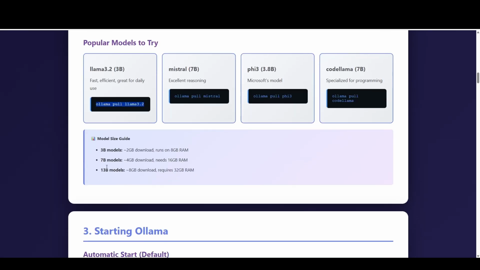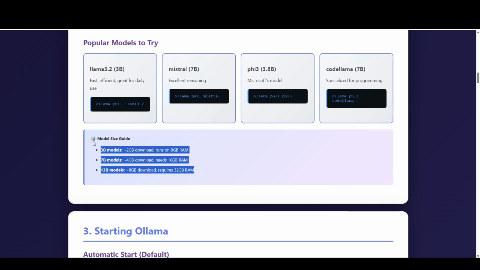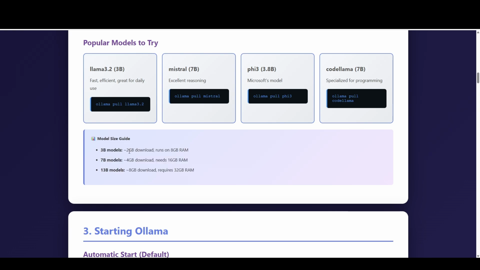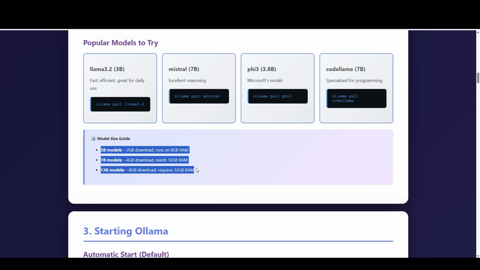Now these are the different parameter sizes, right? 7 billion, 3 billion, 13 billion. Based on the size of the model, your hardware also needs to support it. So these are the hardware configurations, the minimal configuration required to run these models.